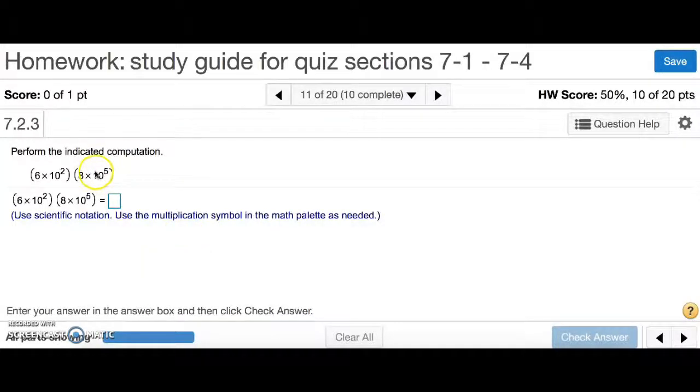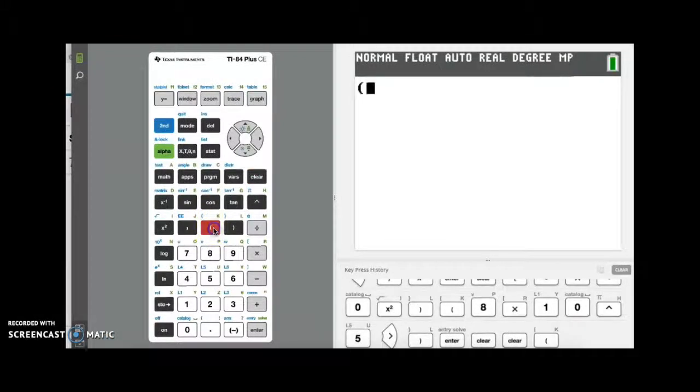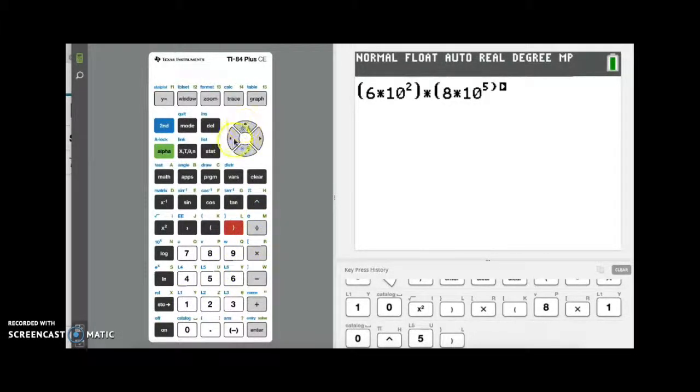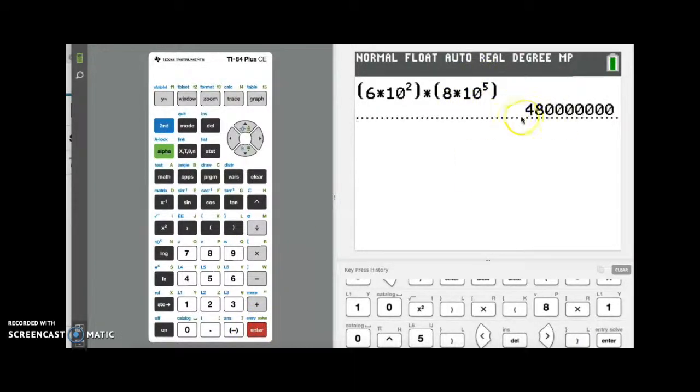Number 11 is asking you to perform the indicated computation, and it's asking you to write the answer in scientific notation. You can put this right into the calculator, so let's do that. So we have parenthesis 6 times 10 squared times parenthesis 8 times 10 to the 5th. Make sure you go all the way outside of the exponent before you put your parenthesis, or else what would happen is what just happened to me there. Press enter and you get this.